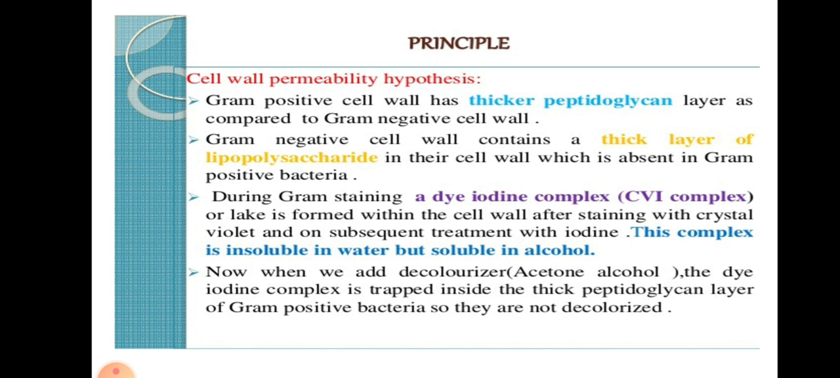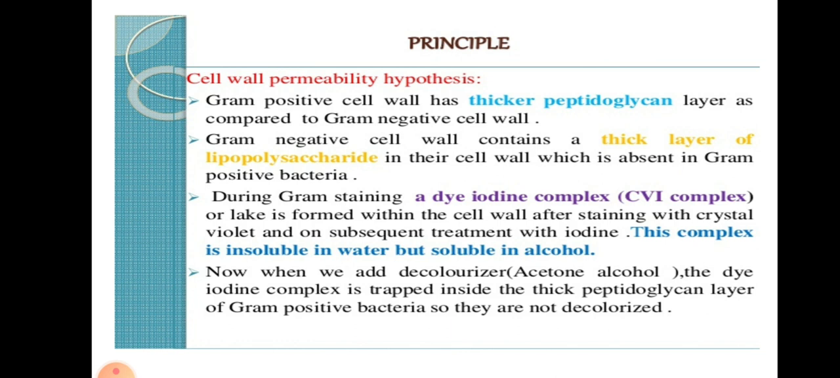Principle behind differential staining: the cell wall permeability hypothesis. The gram positive cell wall has a thicker peptidoglycan layer as compared to the gram negative cell wall. Here we are talking about two types of bacteria with two different types of cell walls. Gram negative cell wall contains a thicker layer of lipopolysaccharides, which is absent in gram positive bacteria.